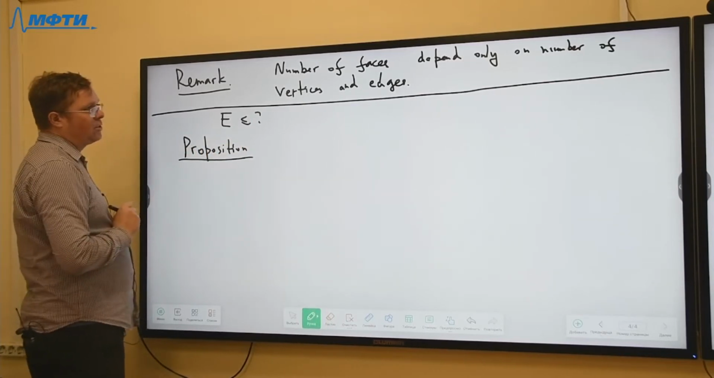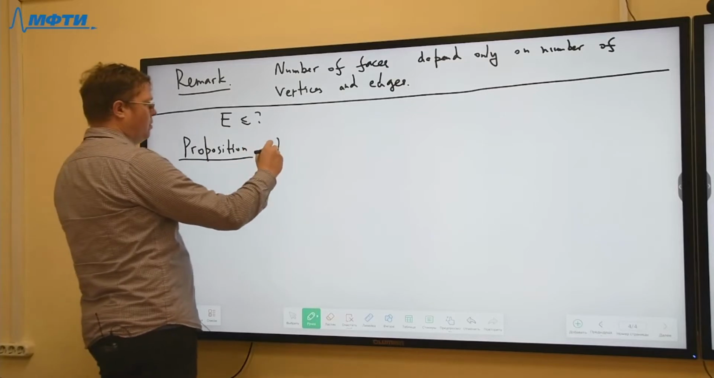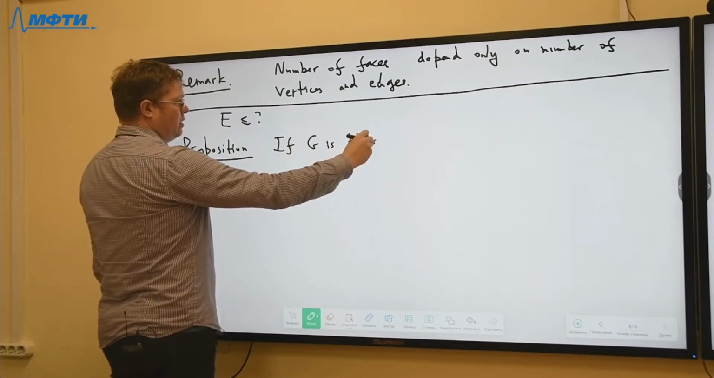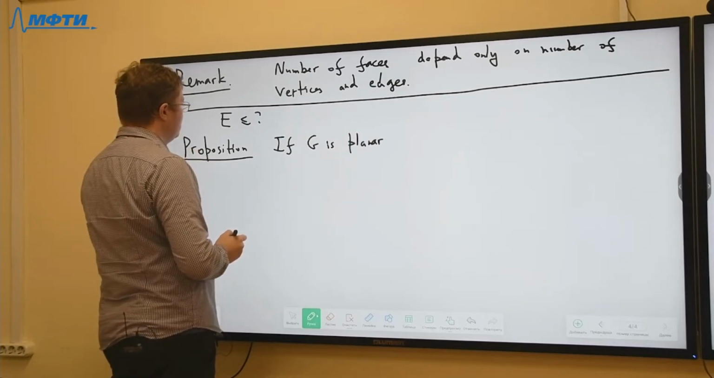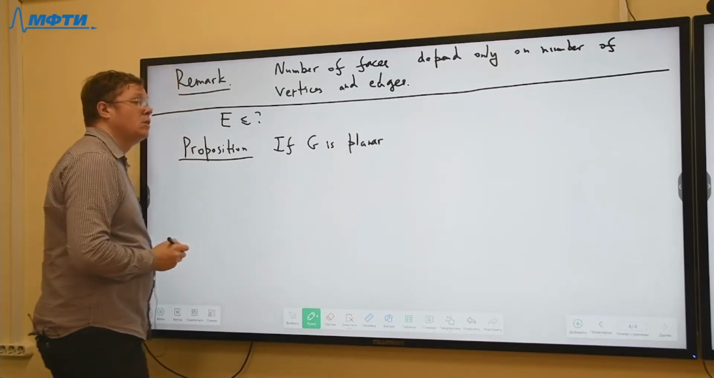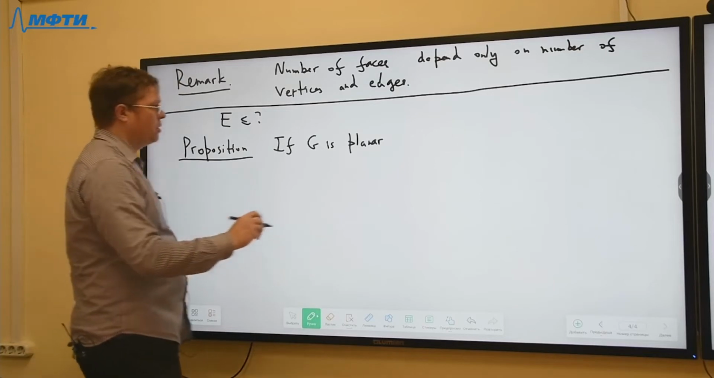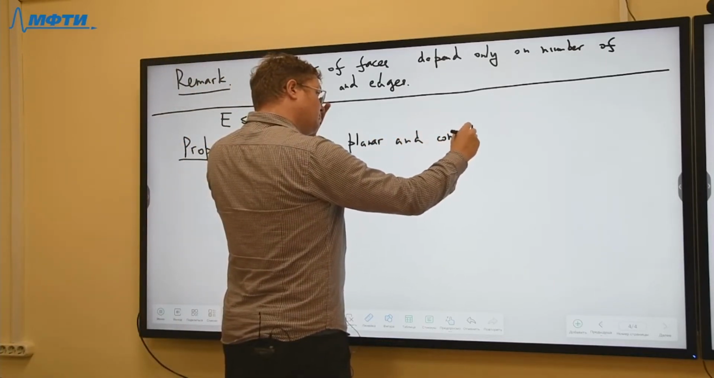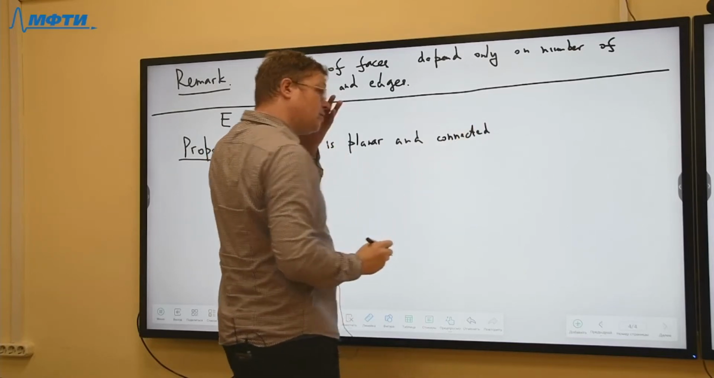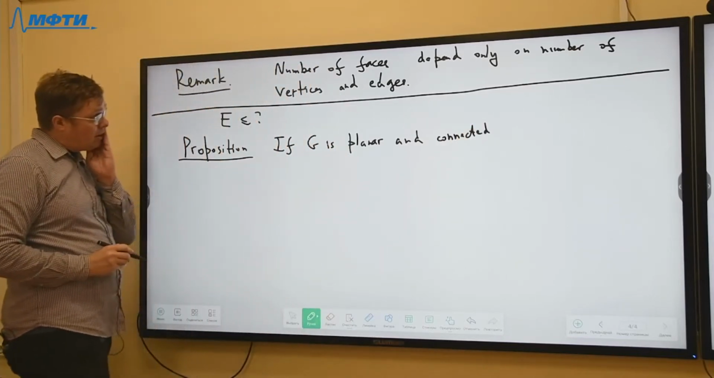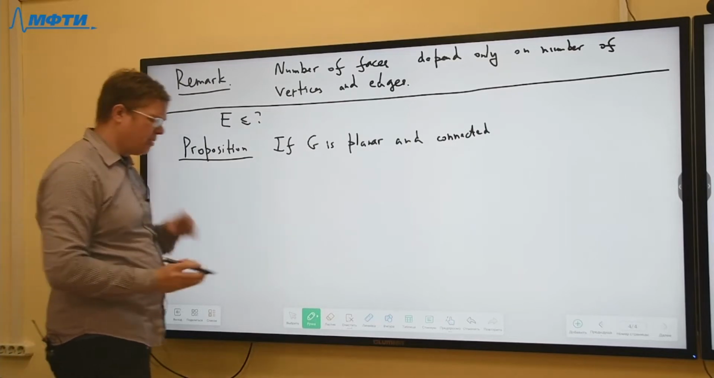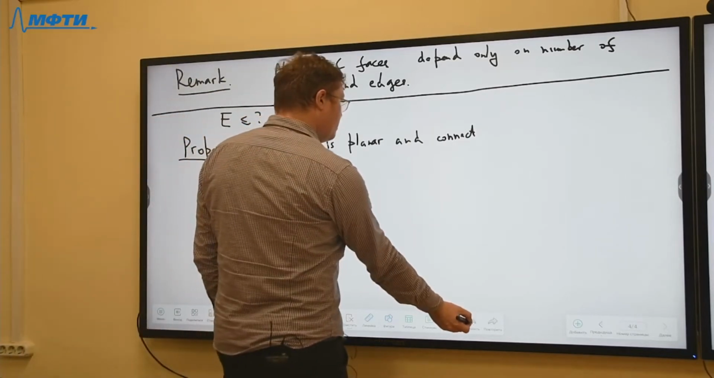So let's prove the following proposition. If G is planar, do we need to suppose that G is connected? Maybe we can. Maybe it doesn't matter, because if it's not connected, then we have a smaller number of edges. Okay, so we can get rid of it.